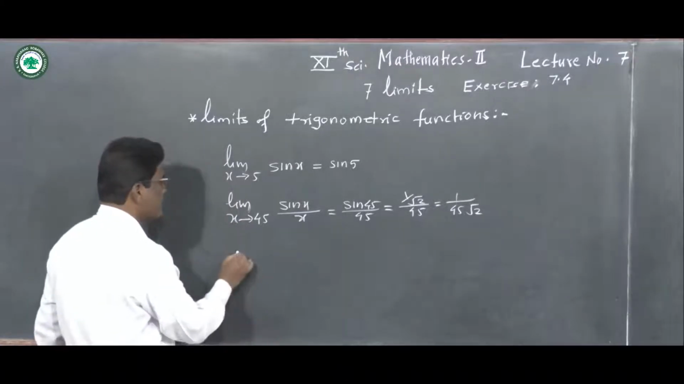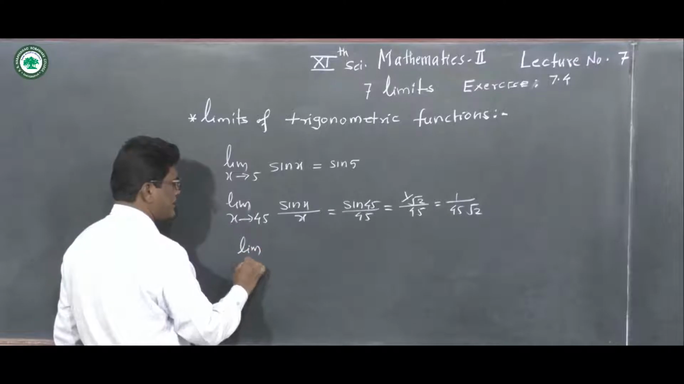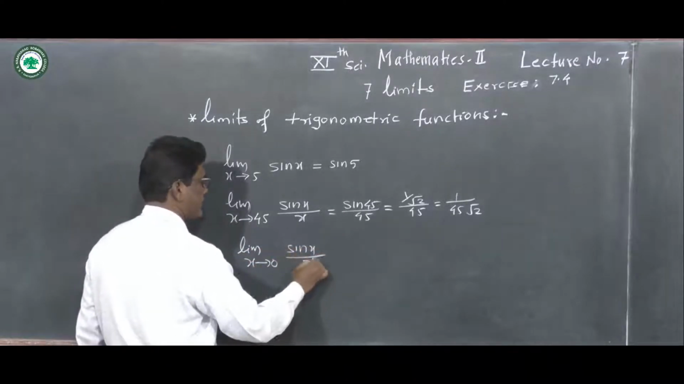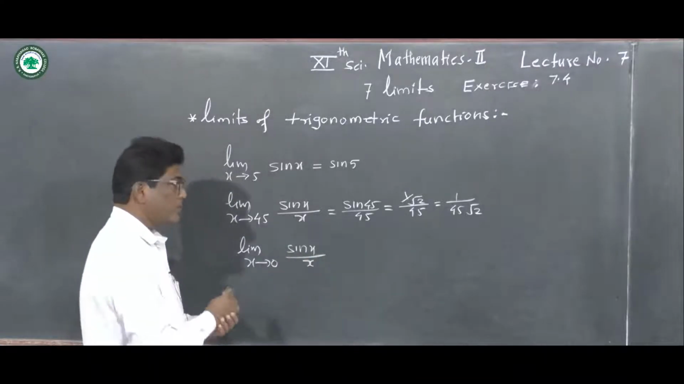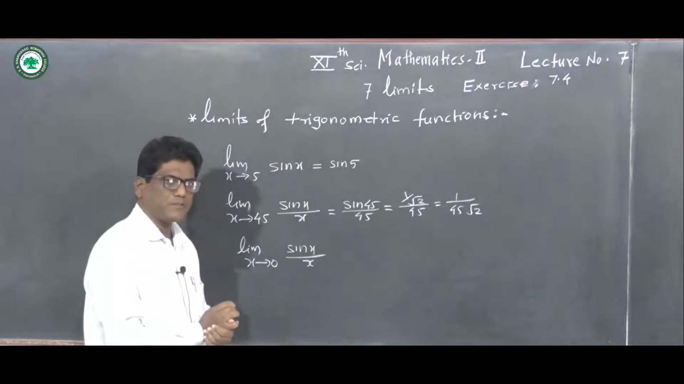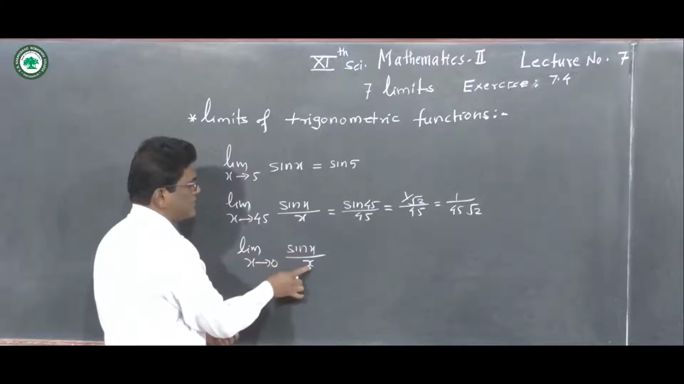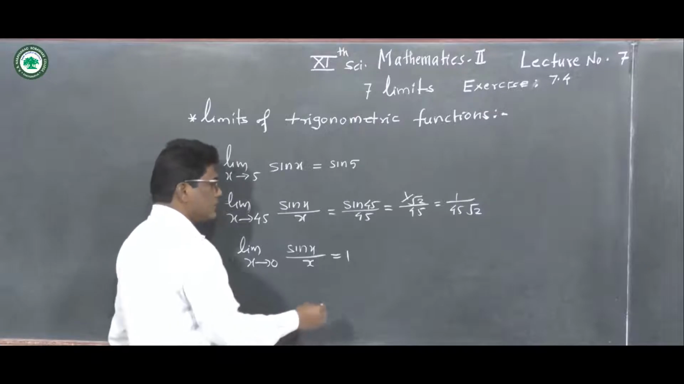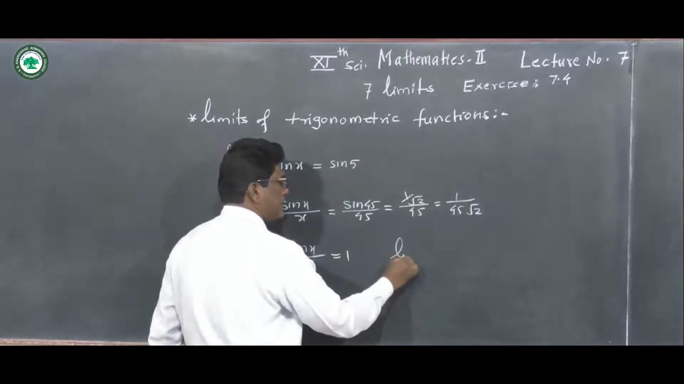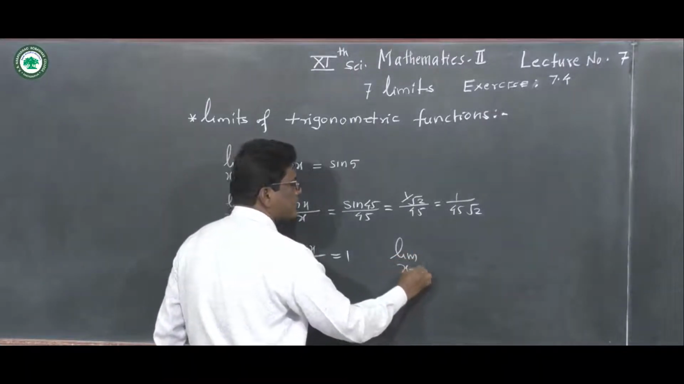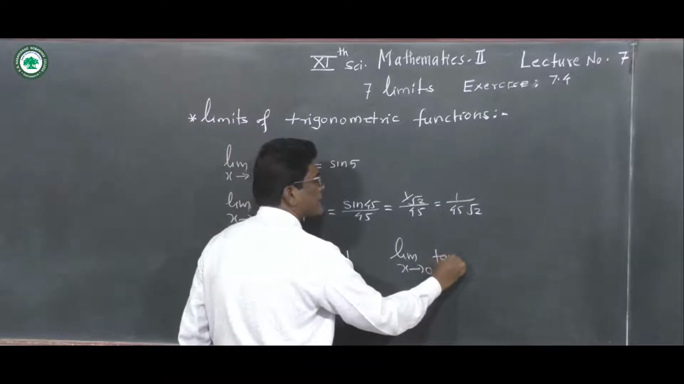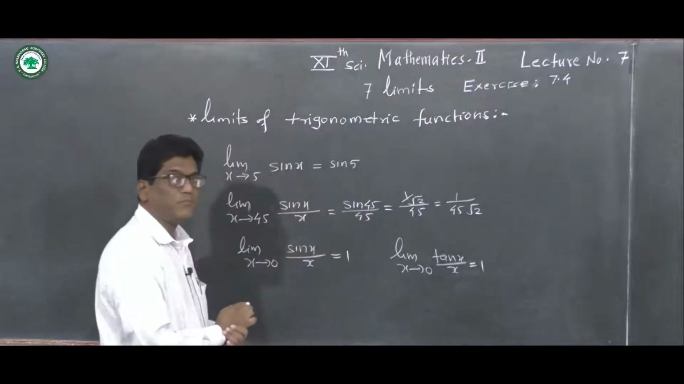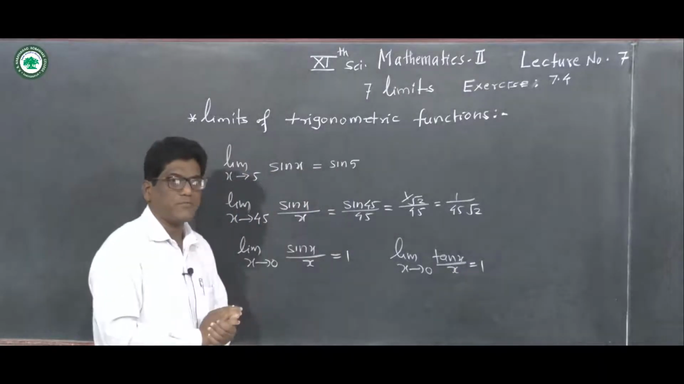Now here suppose limit as x tends to 0 of sin x upon x. So this is the formula for limits of trigonometric functions. Limit as x tends to 0, sin x upon x, is equal to 1. And here another formula, limit as x tends to 0, tan x upon x, is also 1. These are two very important formulas in limits of trigonometric functions.